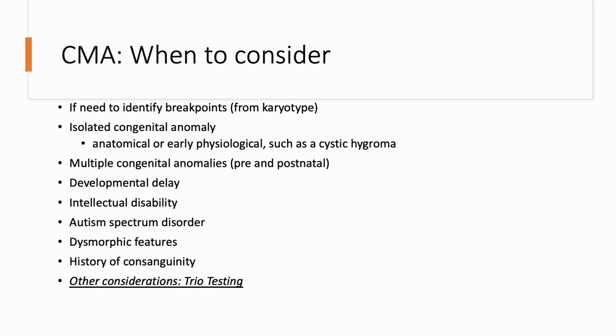Lastly, trio testing, which involves testing the affected individual along with both parents, can be particularly effective in pinpointing de novo mutations or inherited variants, adding another layer of detail to the genetic assessment. Now, let's turn our attention to fluorescence in situ hybridization, or FISH. This technique plays a vital role in the field of cytogenetics and complements traditional karyotyping and chromosomal microarray testing.